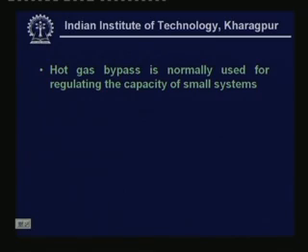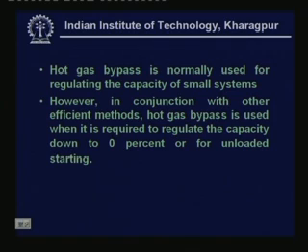Hot gas bypass is normally used for regulating the capacity of small systems. It is not normally used in large systems, but it is used in small systems. However, in conjunction with other efficient methods, hot gas bypass is used when it is required to regulate the capacity down to 0% or for unloaded starting. So even though it is not used for capacity control in large systems, along with some other efficient capacity control method, the hot gas bypass method can be used to fine tune the capacity control. That means using the hot gas bypass along with another efficient method, you can reduce the capacity of the system almost to 0% of the design load.